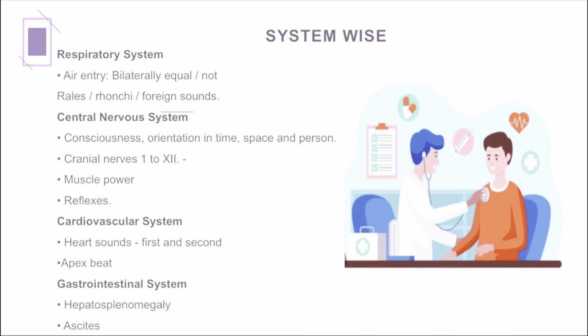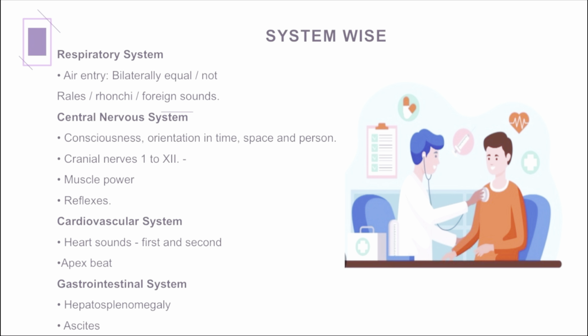After completing the general examination, we proceed to the system-wise examination to identify any associated abnormalities. Respiratory system. Assess bilateral air entry by auscultation and listen for any added sounds such as rales, crepitations, rhonchi, that is wheezing, or abnormal breath sounds. The central nervous system. Evaluate the patient's level of consciousness and orientation to time, place and person. The cardiovascular system. Auscultate the heart for the first and second heart sounds, that is S1 and S2, and examine the apex beat for its position and character.